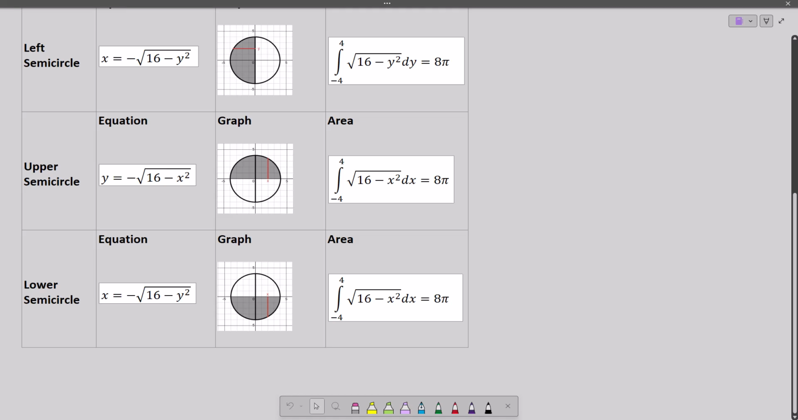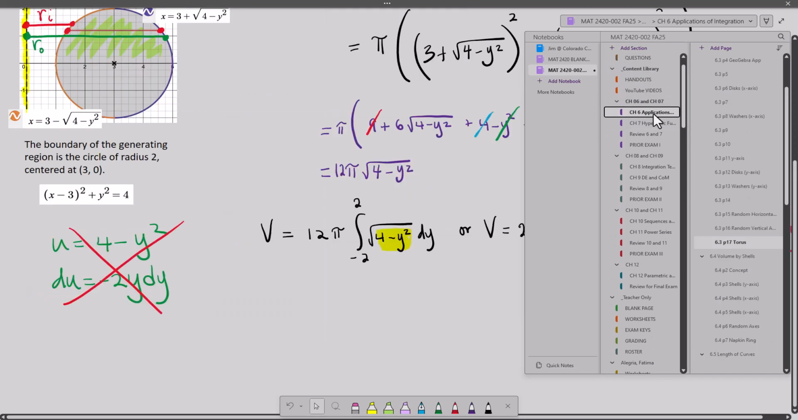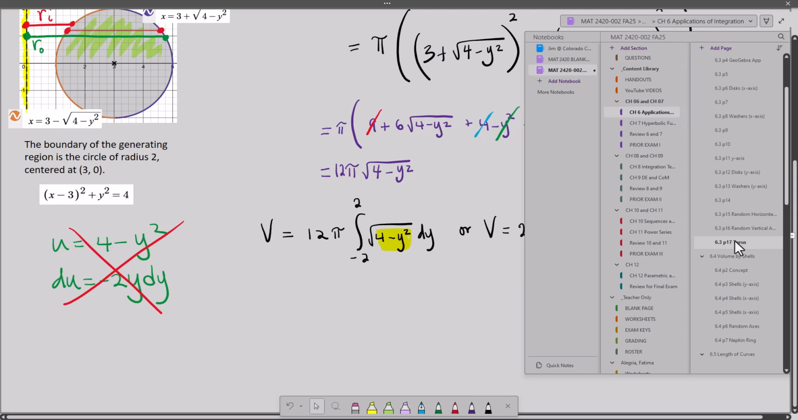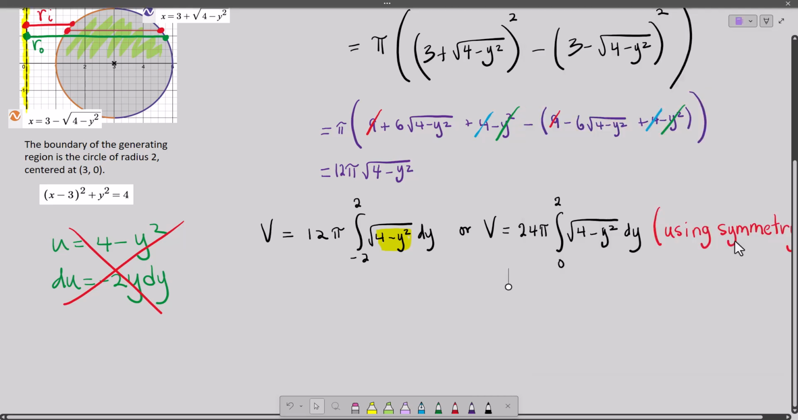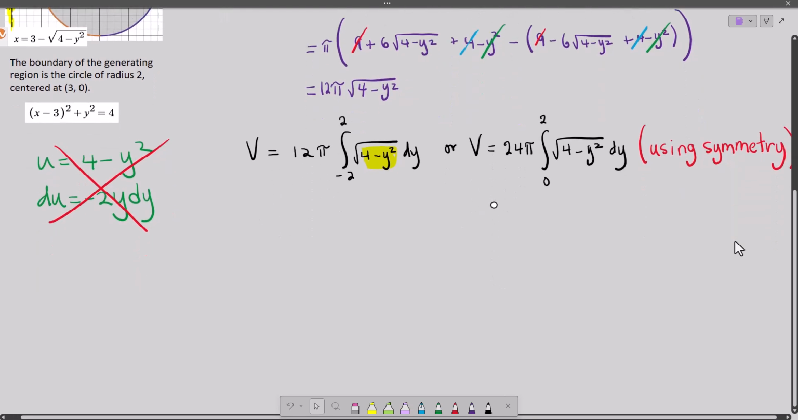So look at those just as reminders. And what I want to do with this torus problem is I want you to notice that, let's go to the one with symmetry because we have a 0 in the limit of integration. That's a little nicer. What I want to do is this. I want you to think about this.